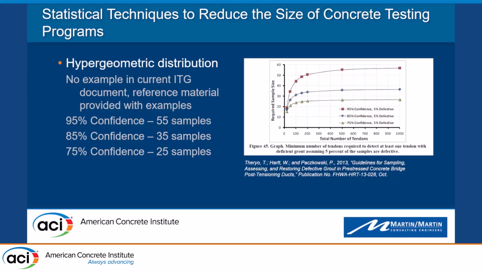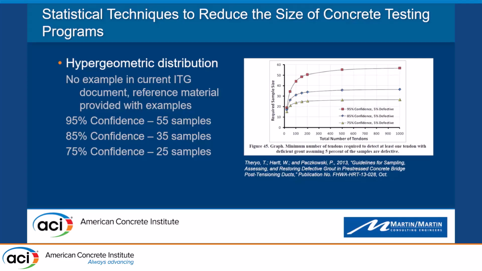And it allows you to make statements such as, if I'm going to assume that 5% of the samples are deficient, which actually correlated well to what I found at the end of my project, how many samples do I need to take to have good statistical confidence that I'm going to find at least one failed test?